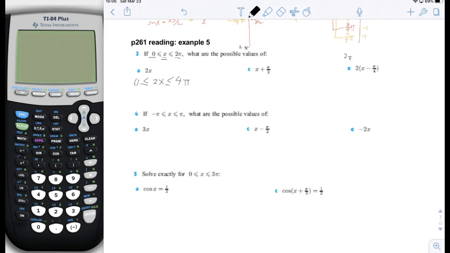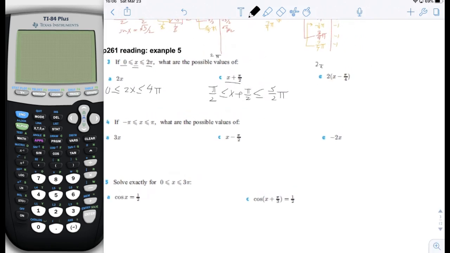Okay? What about if we add pi over 2 to x? What happens to the limits then? So then our inside expression becomes x plus pi over 2, and the left and the right limits become 0 plus pi over 2, which is just pi over 2, and the right limit 2 pi becomes 2 pi plus pi over 2, which is 4/2 pi plus 1/2 pi equals 5/2 pi.